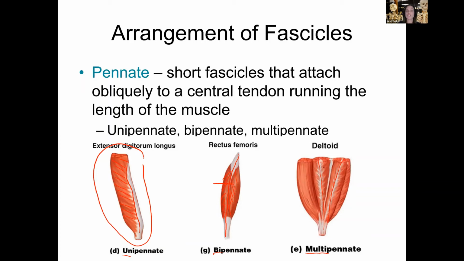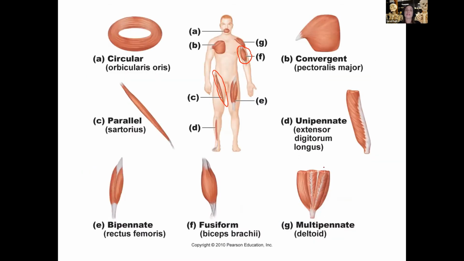Now something that's unipennate very much looks like a feather. And a great example of this is the extensor digitorum longus. They're trying to show it to you over here, but it's down here, okay? Extensor means it's extending back out. Digitorum is your digits, so it'd be like your fingers or your toes, and then longus, it's a long muscle.